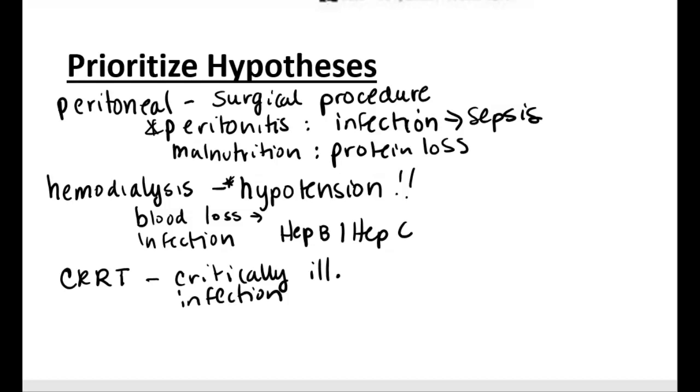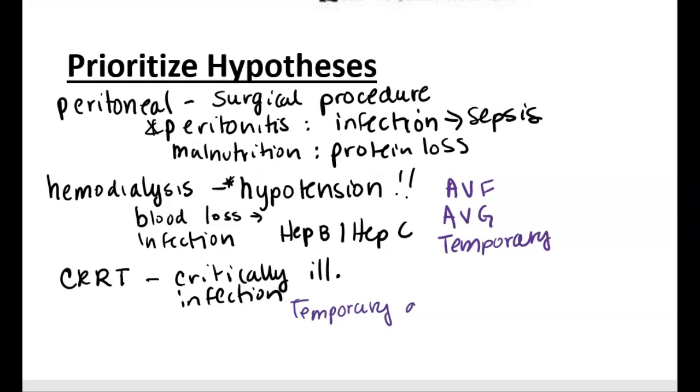And that's because of some of the access ports that we have. Hemodialysis can be done through an AV fistula, an AV graft, or a temporary access. Sometimes we call that a Shiley. CRRT is generally done through the temporary vascular access. And peritoneal, of course, is done through that special catheter that is placed in the abdomen.